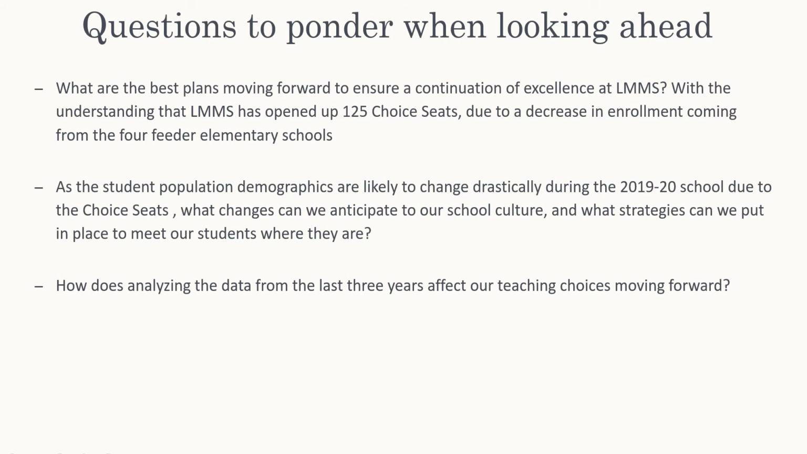As the student population demographics are likely to change because of those 125 seats in the 2019-20 school year, what changes can we anticipate for our school culture, and what strategies can we put into place to meet our students where they are and to ensure that they are achieving at the best of their abilities? And how does analyzing the data from the last 3 years affect our teaching choices moving forward?